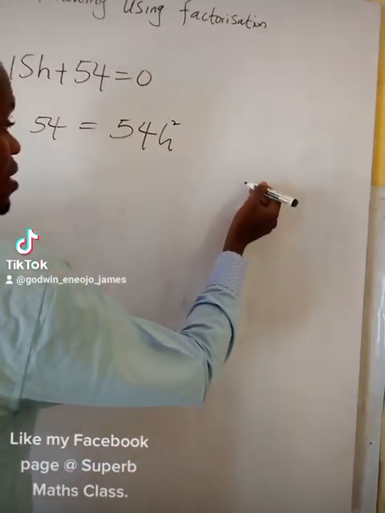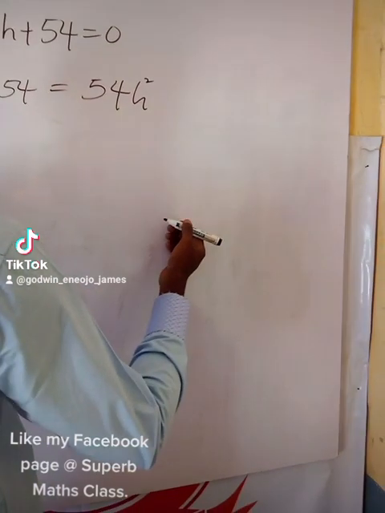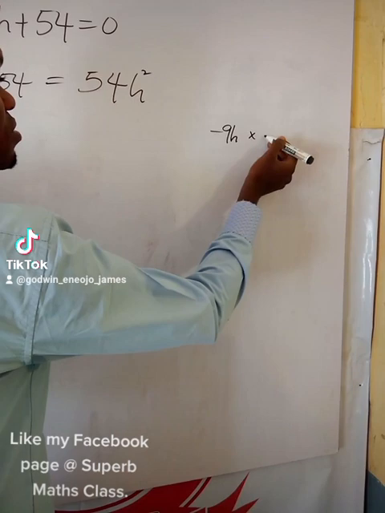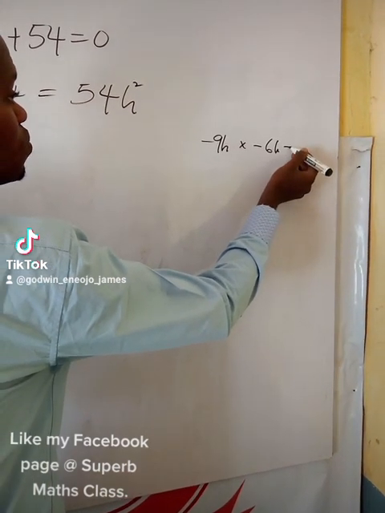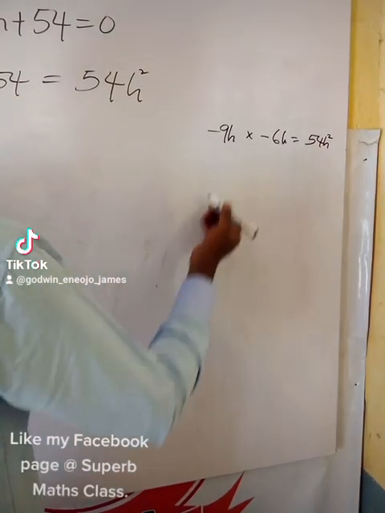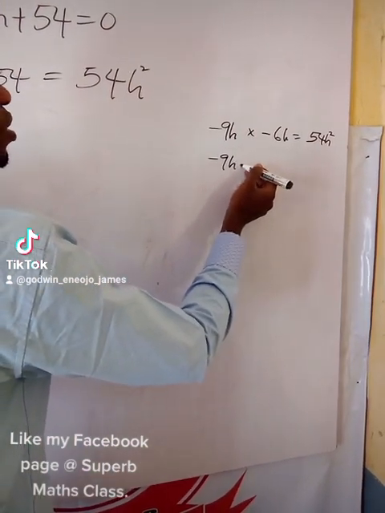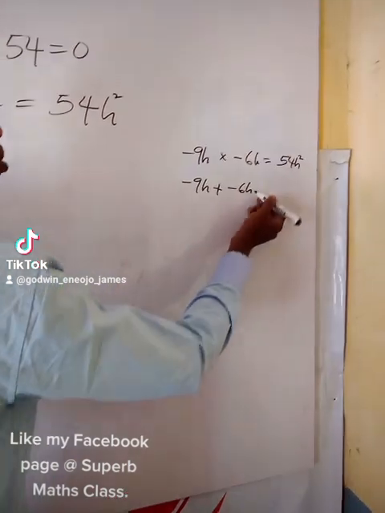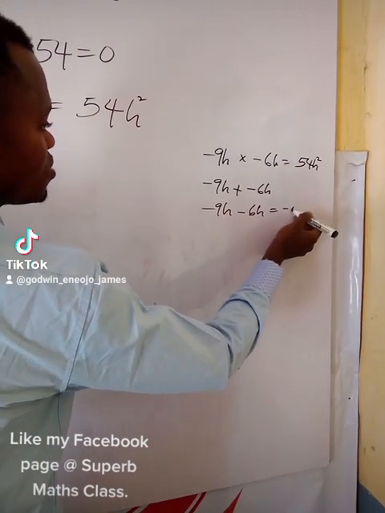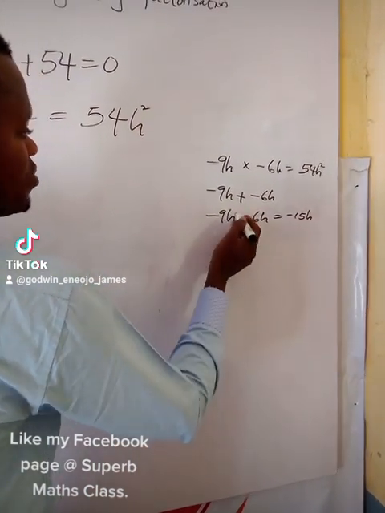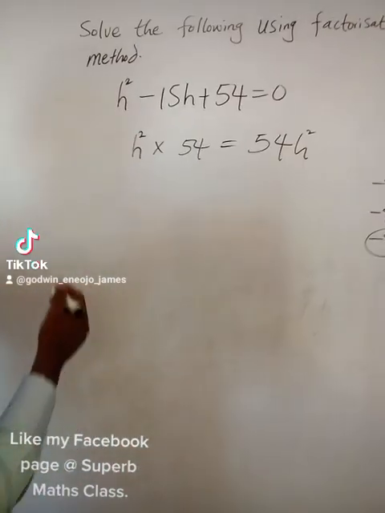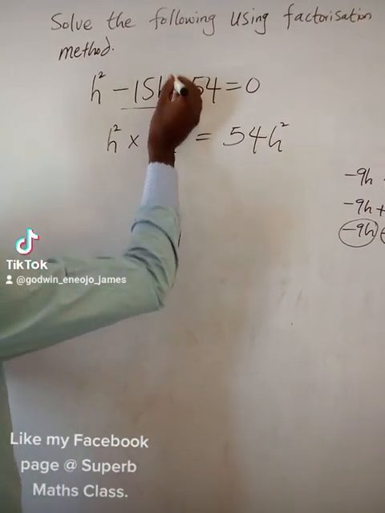And these two numbers are, we all know that 9 times 6 is 54. So minus 9h times minus 6h will give us positive 54h squared. Then if we add them up, minus 9h plus minus 6h, we now have minus 9h minus 6h, which is simply minus 15h. So that means minus 9h and minus 6h are the factors that satisfy that condition. We can now use that to replace this.